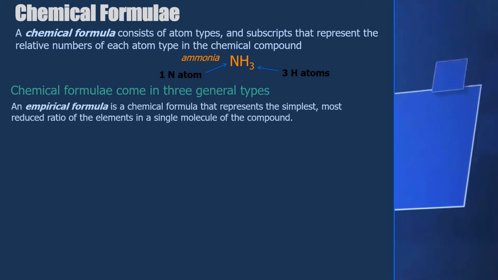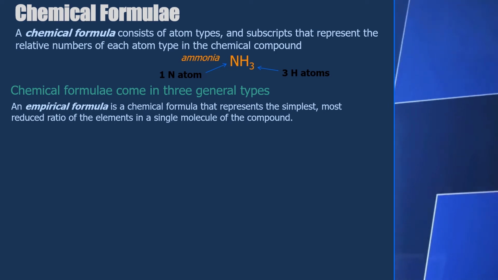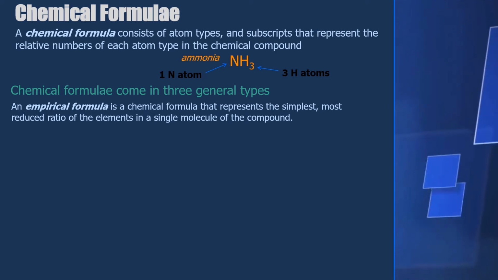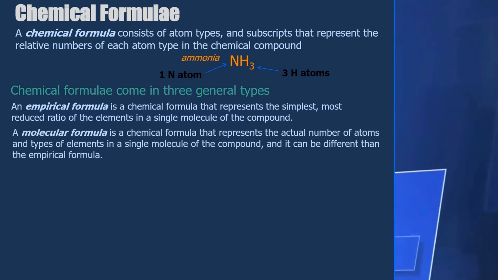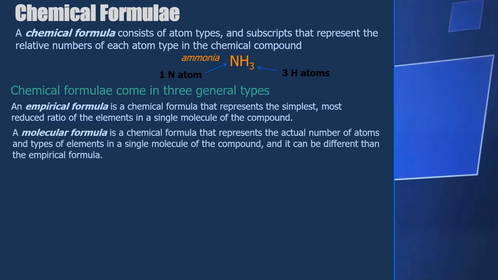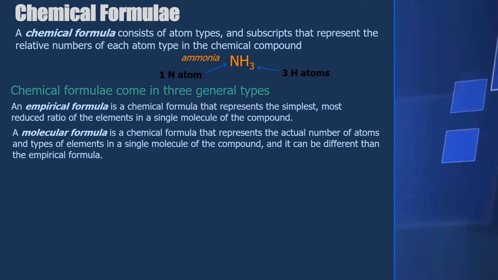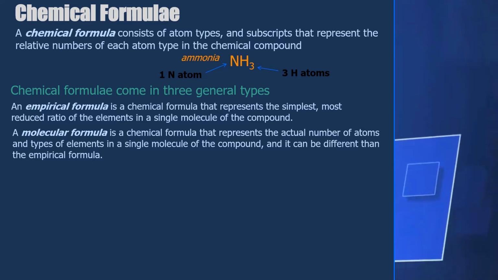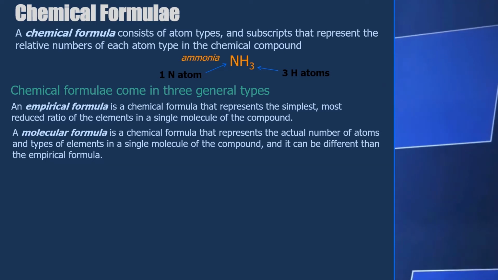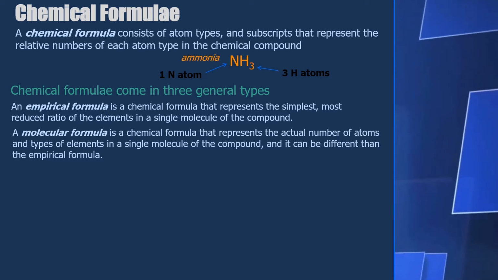An empirical formula is a chemical formula that represents the simplest, most reduced ratio of the elements in a single molecule of the compound. A molecular formula is a chemical formula that represents the actual number of atoms and type of elements in a single molecule of the compound. The molecular formula can be reduced to an empirical formula by an integer divisor.